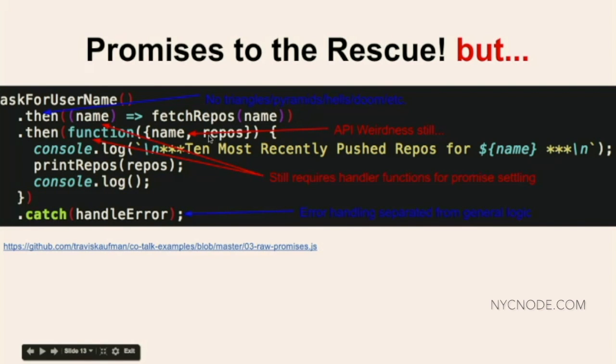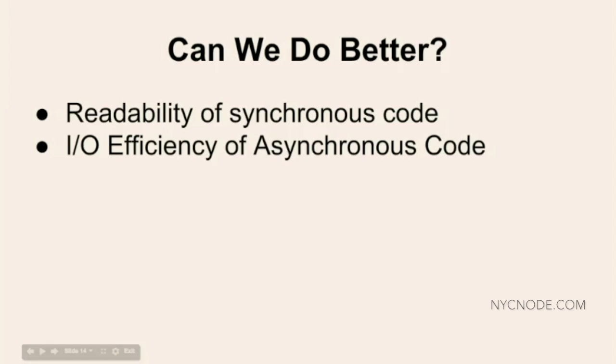So we still have this API weirdness where we have to modify what fetch repos is returning, and we still have to use handler functions for working with those values, right? So can we do better, right?